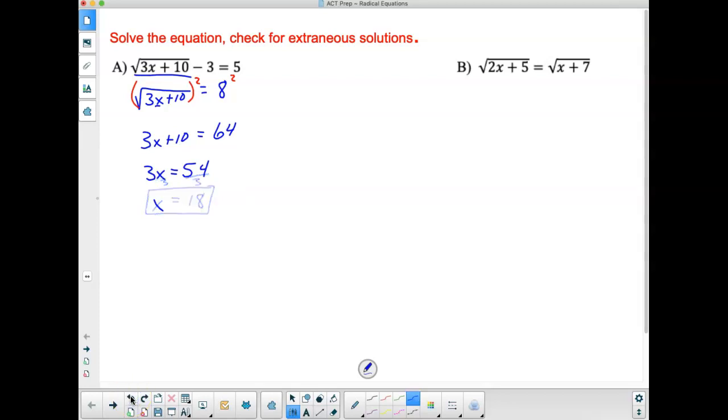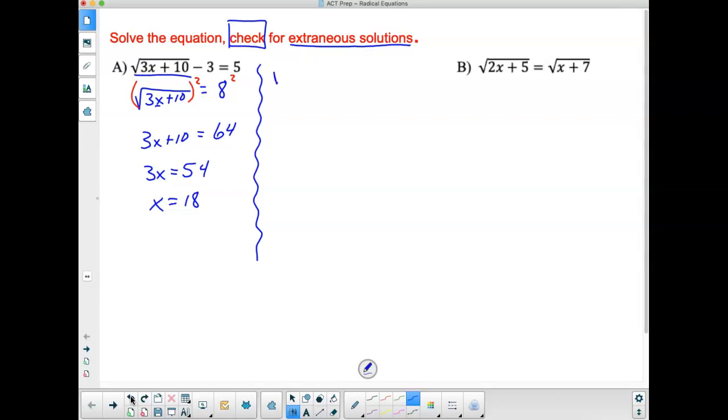When x equals 18, when I square an equation, I can get things called extraneous solutions. Those are solutions that look like they work, but they're actually false. That's because when I square equations, sometimes I turn negative numbers into positive numbers. So we have to be sure to check every solution that we get back in our original equation.